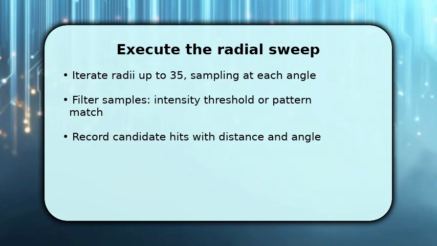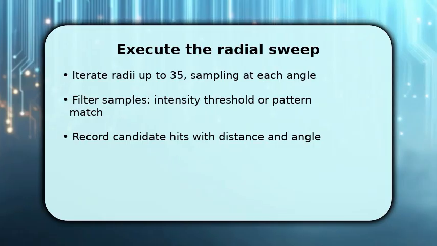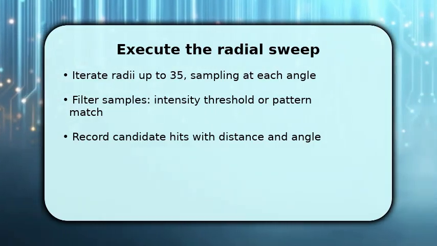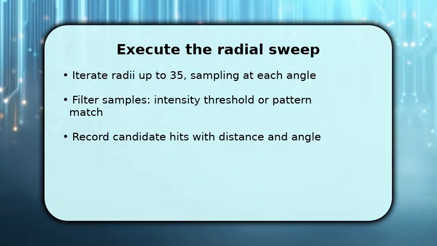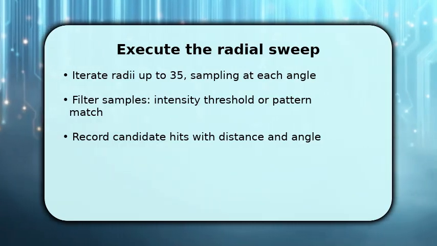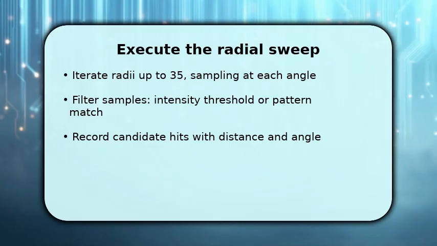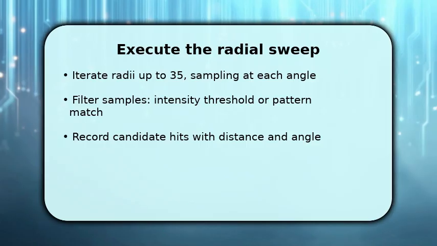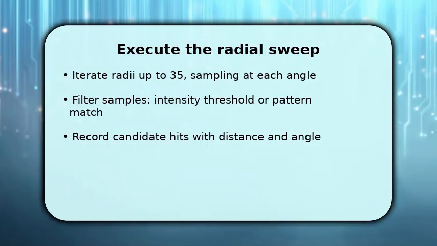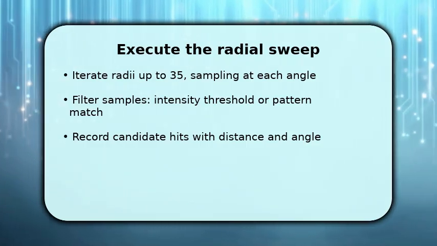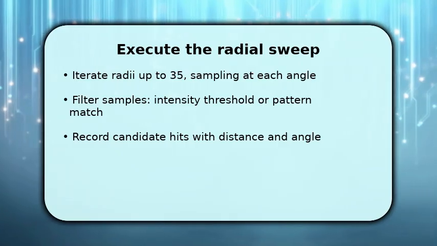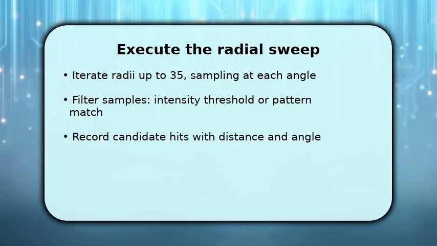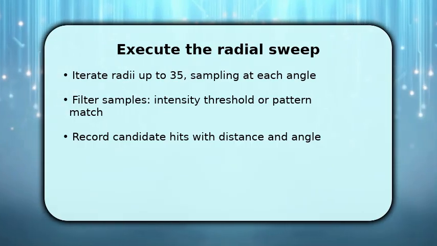You now run the radial sweep from small radii progressively outward, making sure to include the radius of 35. At each angle, sample the data and immediately apply a filter, intensity threshold, or pattern matcher, so you discard noise. Once you detect a potential hit, log its distance and angle and compute a local neighborhood to confirm. Make sure to prioritize higher confidence hits. This focused execution reduces false positives and prepares a shortlist for the final verification stage.